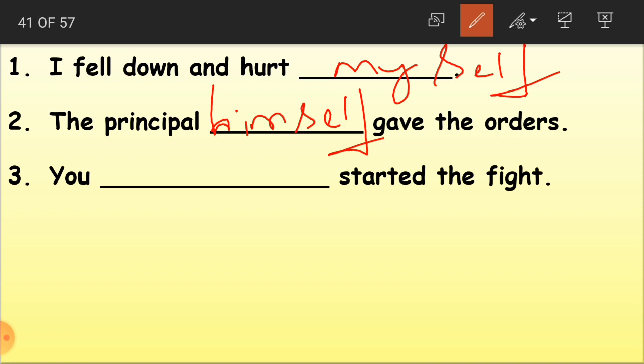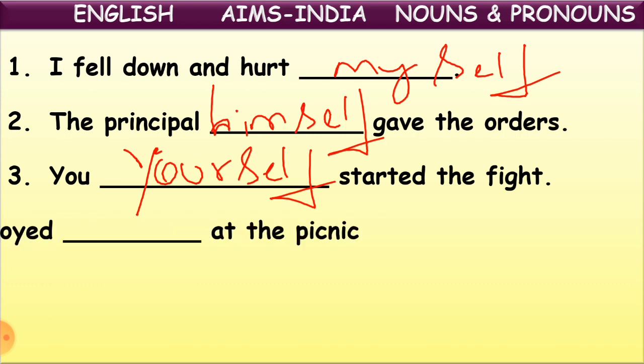You started the fight. Okay, you in the sense here we'll make it singular, because for both singular and plural we call it you only. So according to the sentence we'll take it as singular. Then you becomes yourself. You yourself started the fight. If it is in plural form, then it becomes you yourselves started the fight. Okay, children? Now the other sentence.